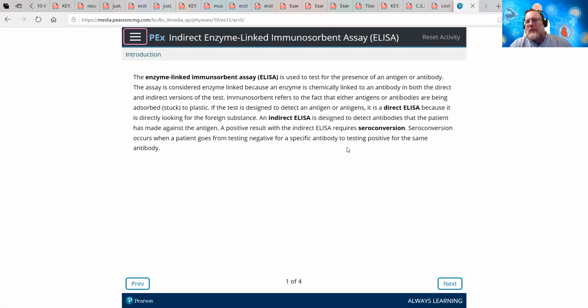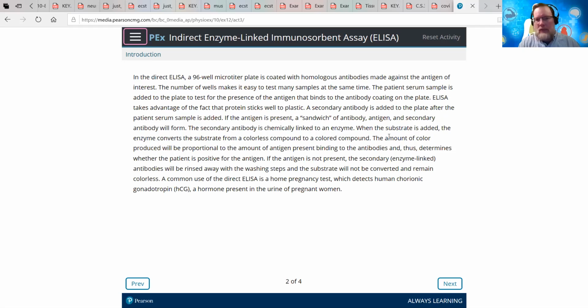So a positive ELISA is going to mean that seroconversion has taken place. And again, that just means that the person has gone from testing negative for the antibodies to now testing positive. So they didn't have the antibodies in their serum. They've converted to now having antibodies in their serum. That's seroconversion. So they would test positive for the indirect ELISA test.